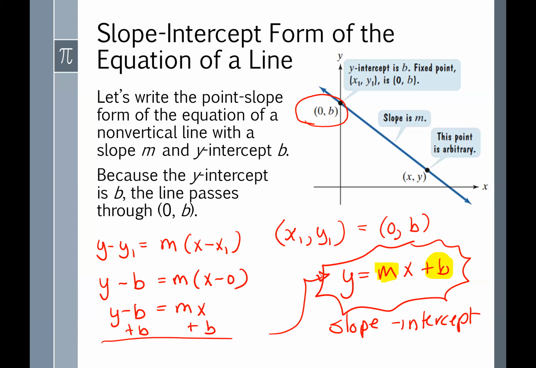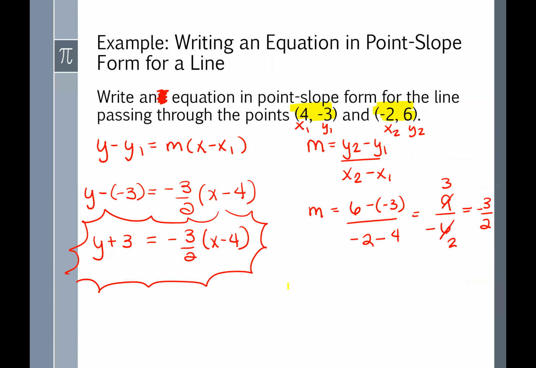And this is probably the most common form of the equation of a line because it is so easy to use. So if you take any one of the things that we've already done, if you take this equation that we just did and you solve this for y, that is slope intercept form. So when we have y on the left-hand side by itself and x and a constant on the right-hand side, that's slope intercept form.